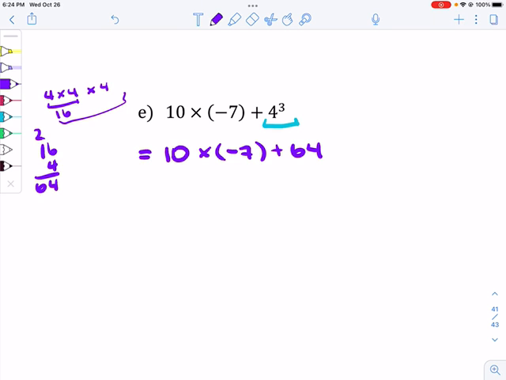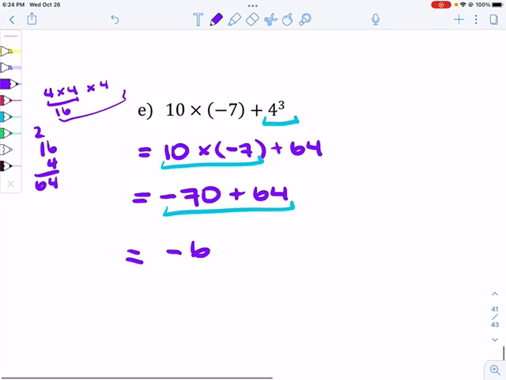All right, now that we've got this, I have to tackle multiplication before addition. And so I get 10 times negative 7, giving me negative 70. And I'm left with negative 70 plus 64, which gives me negative 6.